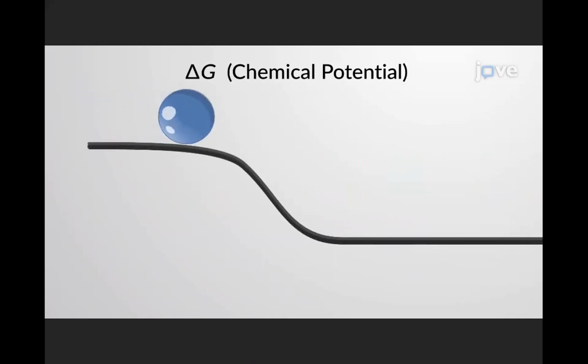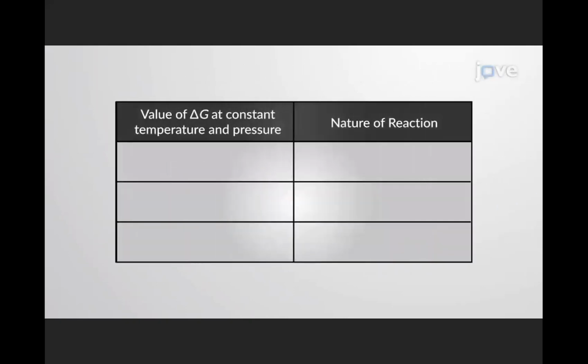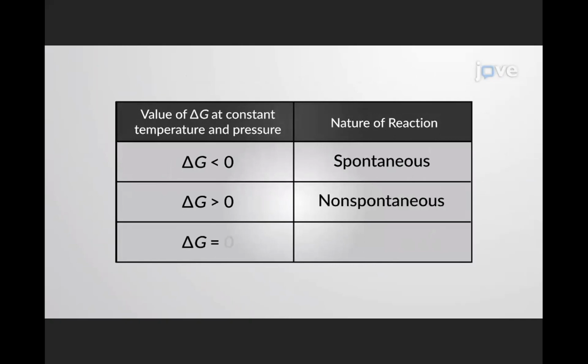Delta G is also known as chemical potential because it is similar to the mechanical potential energy of a system. Just as a ball will always roll downhill to lower its potential energy, a chemical reaction proceeds to lower its chemical potential. Thus, at constant temperature and pressure, if the free energy of the system decreases, that is, delta G is less than 0, the reaction is spontaneous. Conversely, if the free energy of the system increases, delta G is greater than 0 and the reaction is not spontaneous. If delta G equals 0, then the reactants and products are in equilibrium.